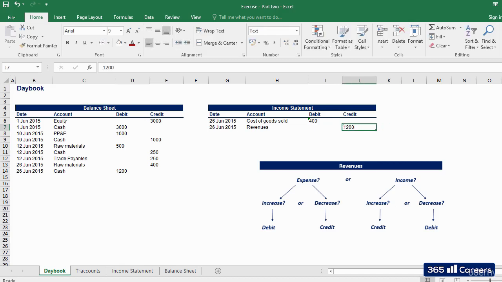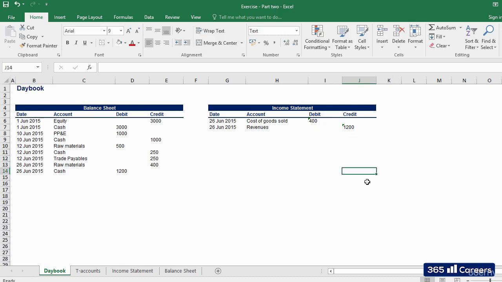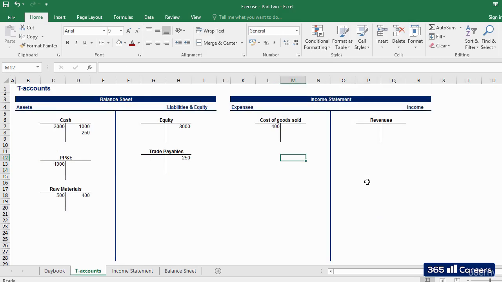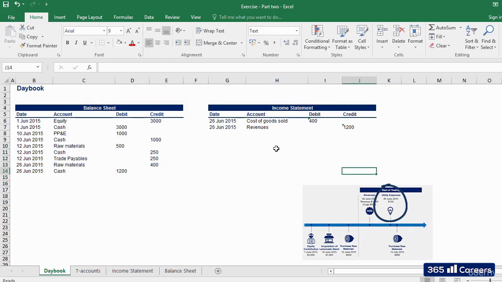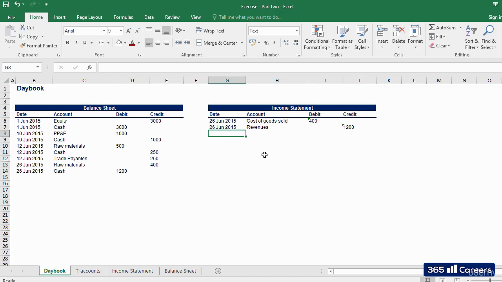Okay, great. The next thing I will do is transfer these entries into the respective T accounts. We have a debit of $1,200 for cash and a credit of $1,200 for revenues. On the 26th of June, the two friends received utility bills worth $150 that were related to their electricity and water consumption. They paid the bills on the same day. Let's register the transaction in our daybook.